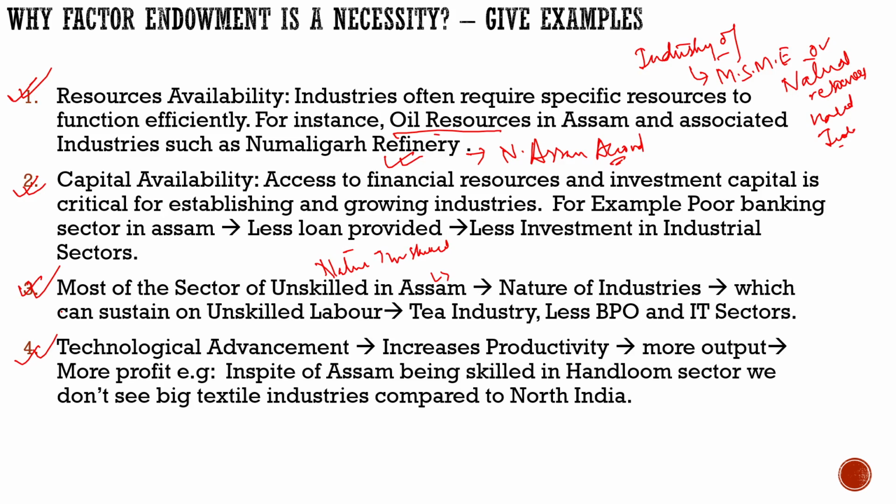And even those that exist are suffering from losses and capital related issues, isn't it? One of the main reasons is less adoption of technology. Even in the handloom sector, the power loom is hardly used, isn't it? So due to this, our profit reduces. Okay, so somewhere technological advancement also helps in determining the nature of the industries.